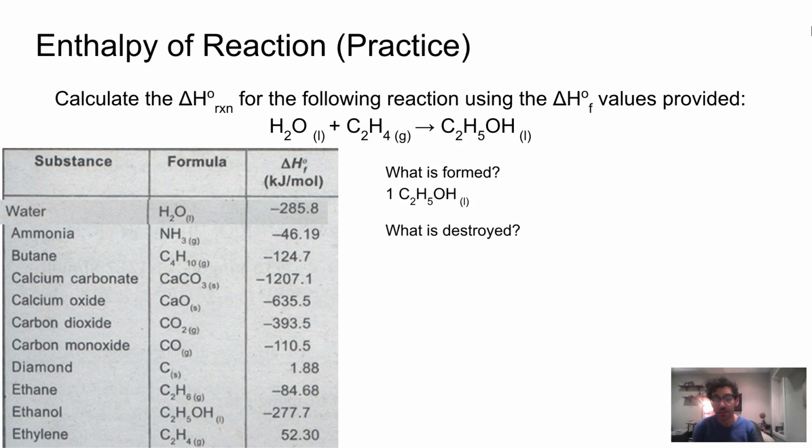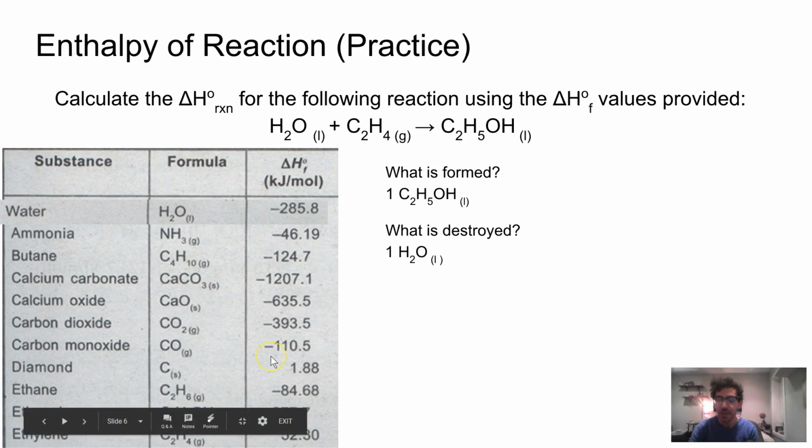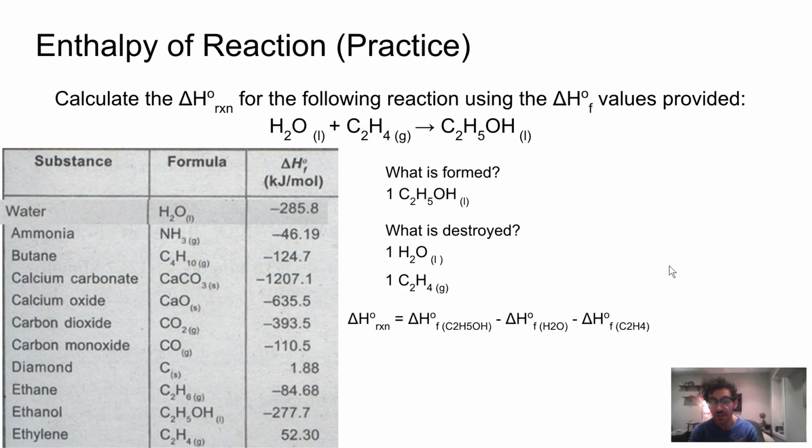Well, what was destroyed? We destroyed 1 mole of water, H2O liquid, and we destroyed 1 mole of C2H4. That's my friend ethylene. Okay, cool. So I'm going to say the delta H of the reaction is equal to the delta H of formation for everything formed minus the delta H of formation for everything that was destroyed. So this is what my delta H should look like, and I can just plug in these delta H's of formation from our real cool table.